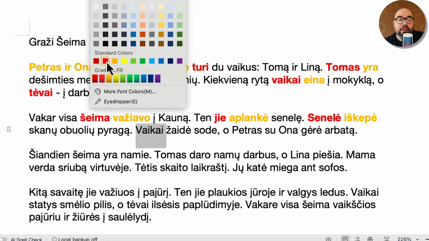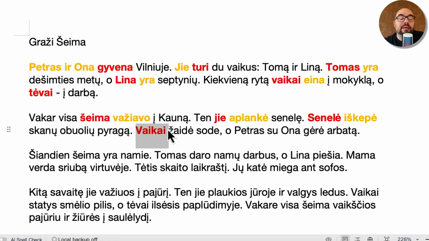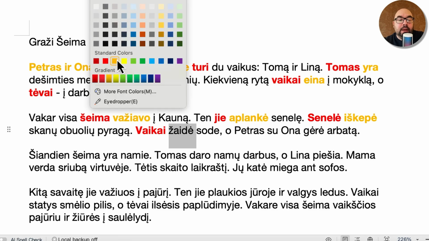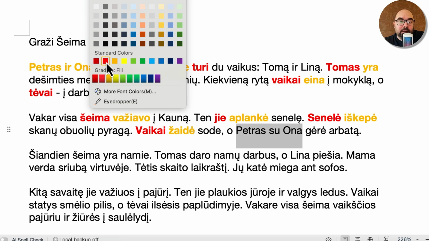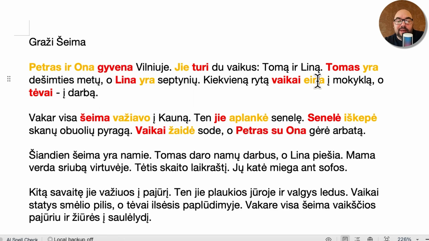Okay, that's nice. So, vaikai žaidė sode, the kids were playing. Once again, in this example, we don't have a continuous or simple tense difference in Lithuanian language. Therefore, I say vaikai žaidė sode, o Petras su Ona, Peter with Ona, right? Two names, gėrė arbatą, right? But there's a kind of a way to know when the tense is continuous or not. There's kind of a trick to be able to say that.